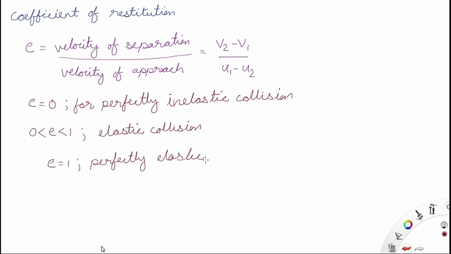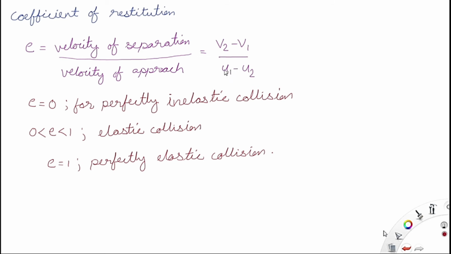Now we have the coefficient of restitution, denoted by a small e. It is equal to the velocity of separation divided by the velocity of approach, which is equal to (v2 minus v1) divided by (u1 minus u2). Here v2 is the final velocity of mass m2, v1 is the final velocity of mass m1, u1 is the initial velocity of mass m1, and u2 is the initial velocity of mass m2.